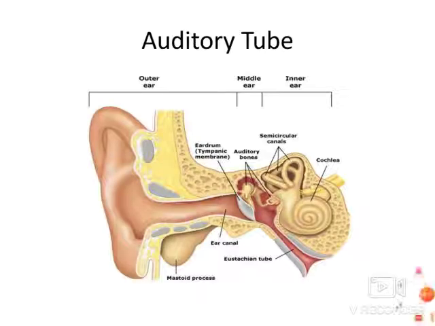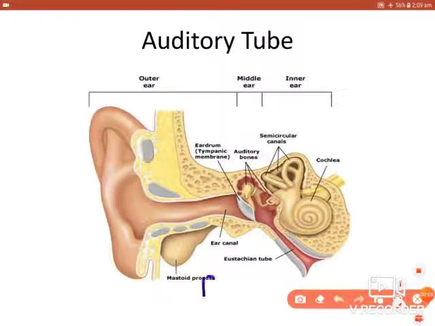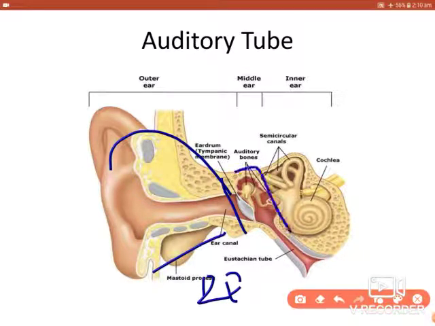Hello, here I'm going to talk about the anatomy of auditory tube. It includes its parts, relations, blood supply and nerve supply. Here this is the frontal view of the right ear. The parts of the ear, this is the external ear. This part is the middle ear. See this is the inner ear.